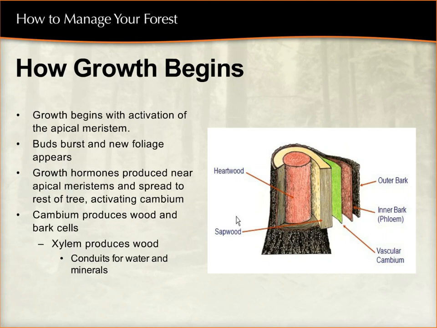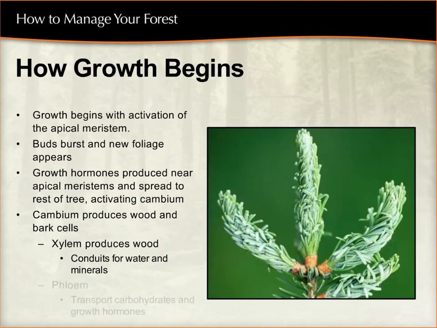What happens is that growth hormones are produced near the apical meristem and begin to spread out to the rest of the tree, activating the cambium layer. The cambium produces two kinds of cells, wood and bark. The cells on the inside of the cambium are called xylem, and they become the sapwood and heartwood of the tree, whose main functions are to act as a conduit carrying water and minerals up from the roots to the crown, and mechanical support. The cells on the outside of the cambium are called the phloem cells, and their job is to transport carbohydrates and growth hormones from the crown to the rest of the tree.